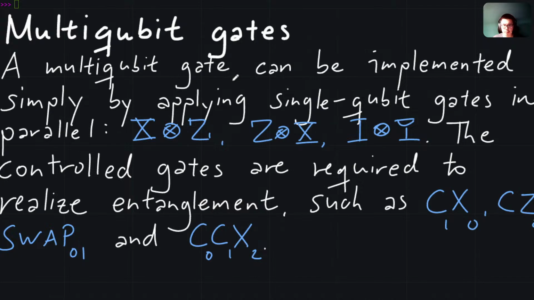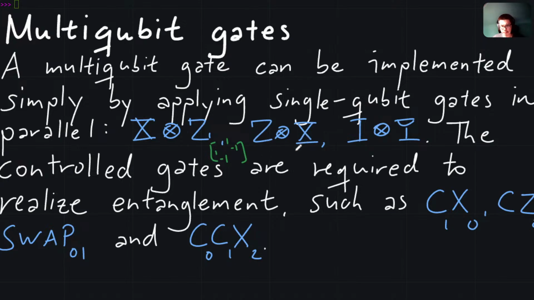So how are multi-qubit gates represented? A multi-qubit gate can simply be implemented by applying single qubit gates in a multi-qubit register just in parallel. For example, we have X tensor Z. So X tensor Z would have this 4x4 matrix. So 1, -1, 1, -1. And the indices can be seen as a bit string now. You can view it as a single number, or you can view it as a vector itself.